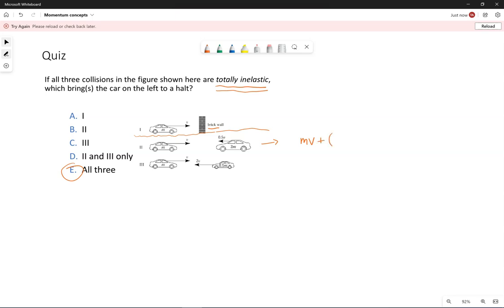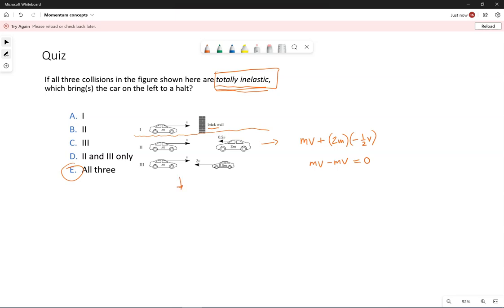In situation 2, the car on the left has a momentum of mv to the right. The car on the right has a momentum of 2m, but its velocity is half v to the left. So the overall momentum before the collision occurs is 0. Because these cars stick together, again, the definition of totally inelastic is the objects stick together after the collision, then in situation 2, the car on the left will stop.